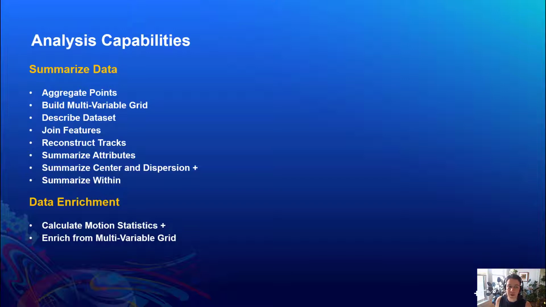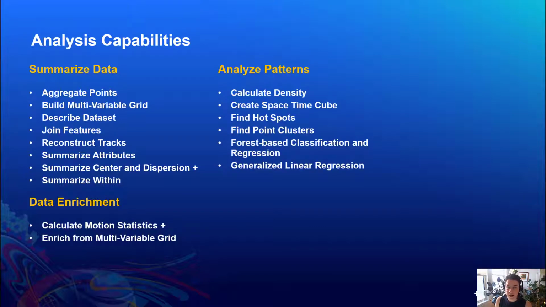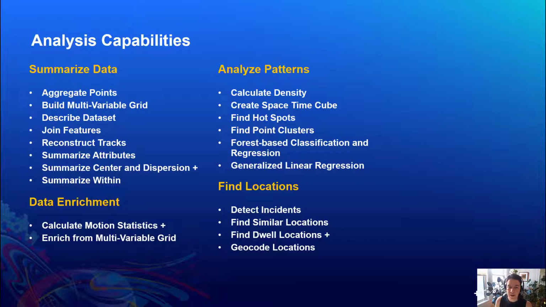So in summarize data, we had summarize, center, and dispersion. For data enrichment, we have a new tool, which is great because it used to just be one tool on its own in this tool set, and that is calculate motion statistics. For analyze patterns, that's usually some kind of statistical analysis that we're doing. Find locations, so given a bunch of data, find a few points of interest. And I unfortunately have the cross on find similar locations. It is not actually new at 10.9.